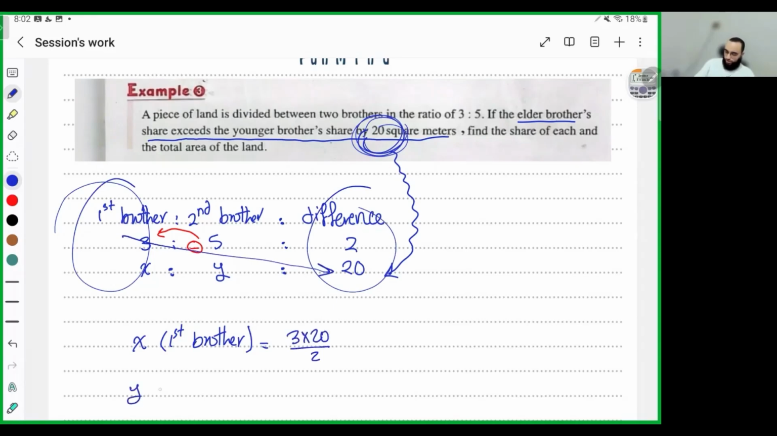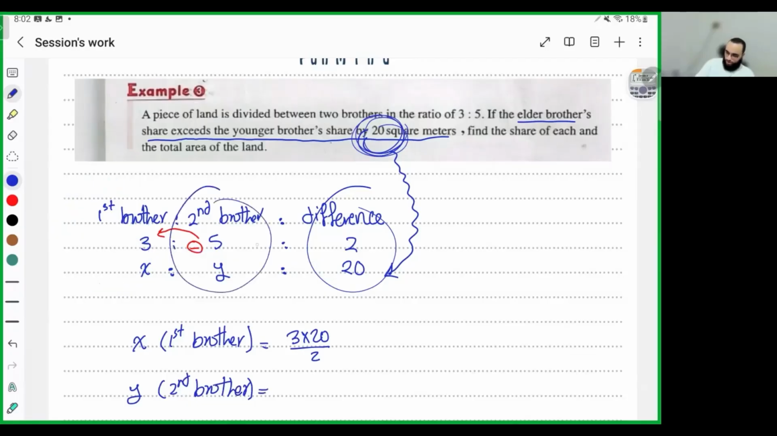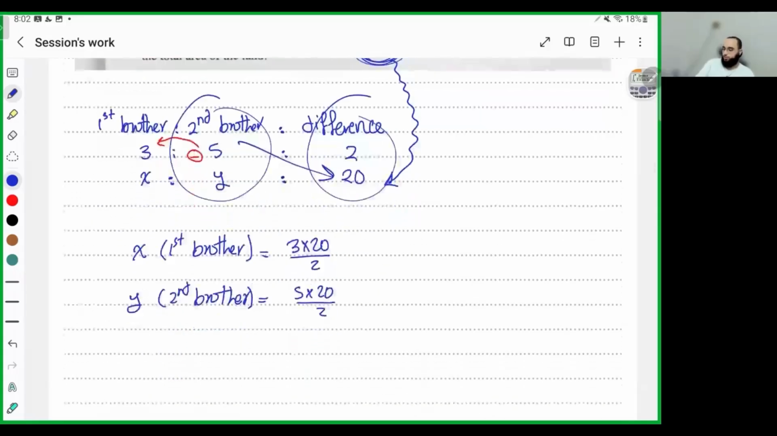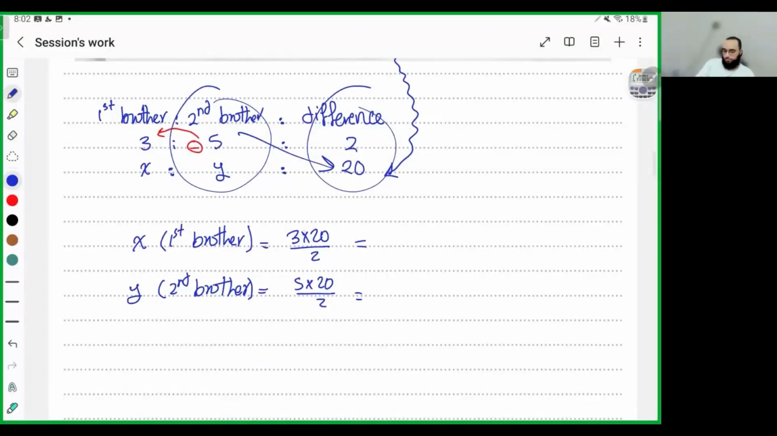What is the second brother's share? 5 times 20 over 2. You can do it by the calculator or by your mind. By my mind, it's a bit easier. 3 times 10 is 30. 10 times 5 is 50. 30 what? 30 square meters. We are calculating a land area.